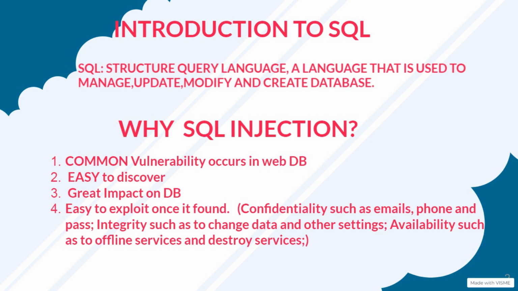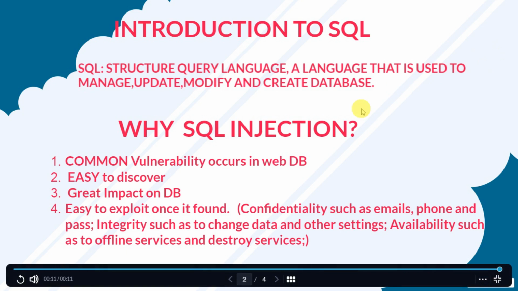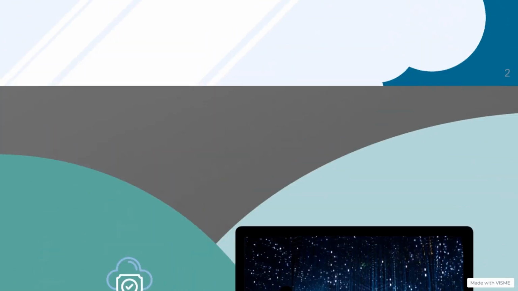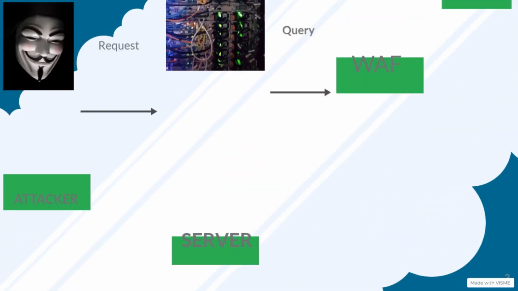The second impact is integrity. The attacker will be able to change data, change other settings, and sometimes perform privilege escalation. The attacker will be able to escalate their privileges, I mean, to gain root access to that particular database. The last impact is availability: the attacker will be able to take services offline, and even destroy services. So that's just a simple introduction of SQL injection. We will see different types of SQL injection attacks later on in this course.